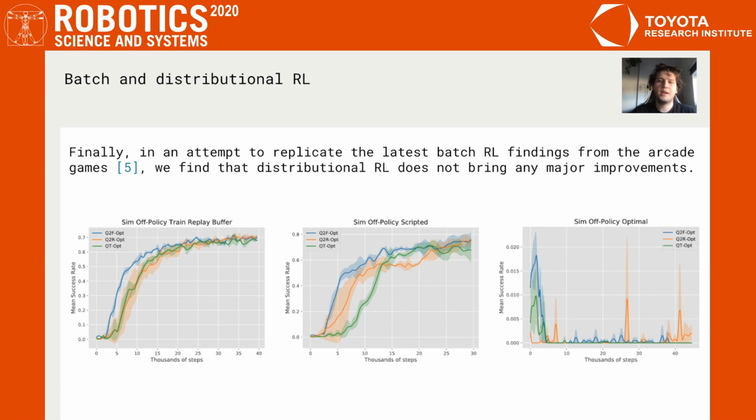Finally, in an attempt to replicate the latest batch RL findings from the arcade environments, we perform an equivalent study in our simulation. We consider 3 types of batch RL datasets: the replay buffer of a QT-Opt run, data collected by a random scripted exploration policy, and data collected by an almost optimal policy. Unlike in the previous work in discrete environments, unfortunately, we do not notice any significant improvements from the distributional RL methods in any of these settings.